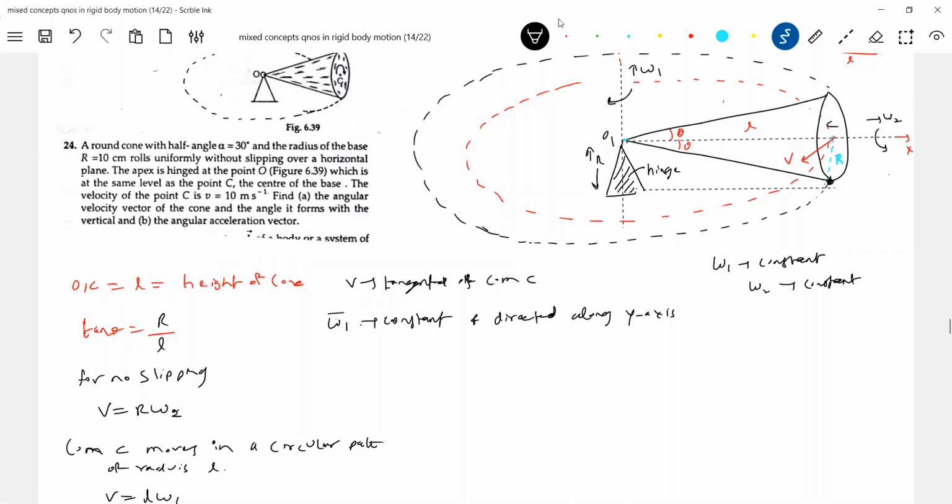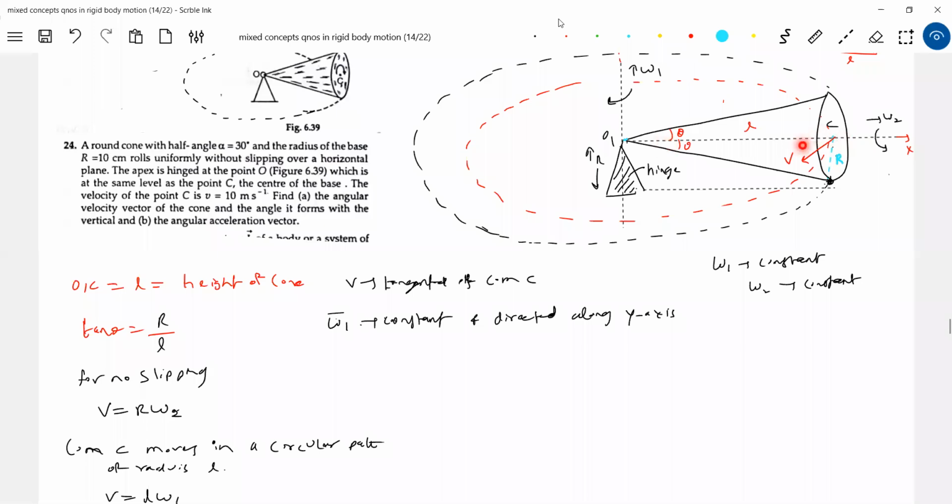Now, after some time, it will be in this direction. It will be like this, like this, like this. I agreed, all of you. Omega 2, so what happens? Shall I say the omega 2 vector is rotating? Omega 2 magnitude is constant because V equals R omega 2. V constant, R constant, pure rolling.